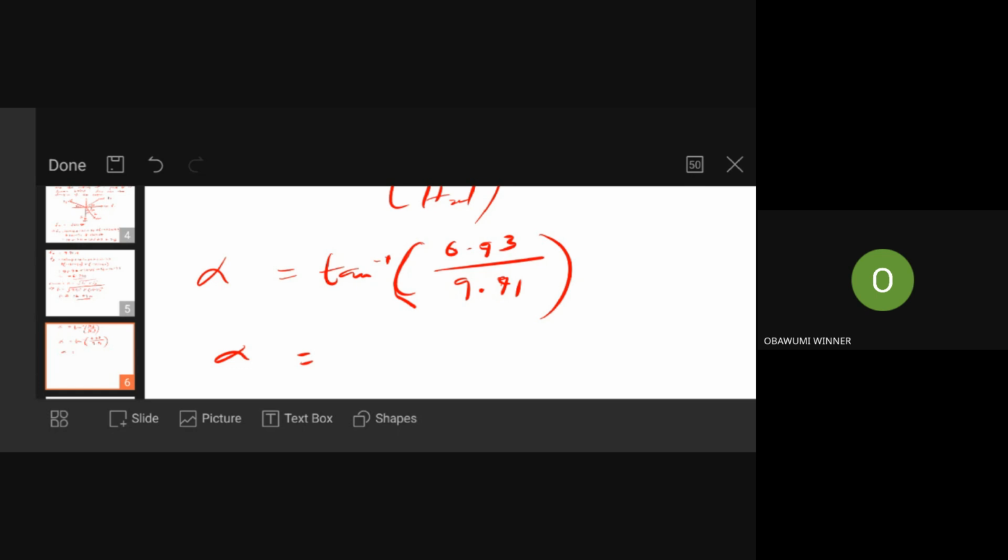The tan inverse of 6.93 divided by 9.91. You can choose to evaluate the fraction first. Whatever you get, you now press the tan inverse, depending on the calculator you are using. Be very careful so you don't get wrong values. So please, what is the direction? Once again, what's the value of alpha? If you press your calculator, what is the tan inverse of that fraction there?